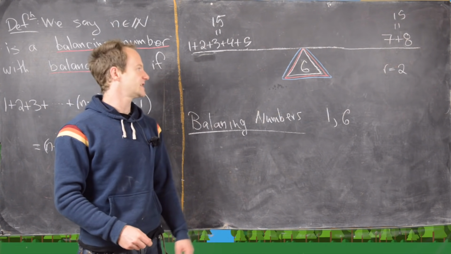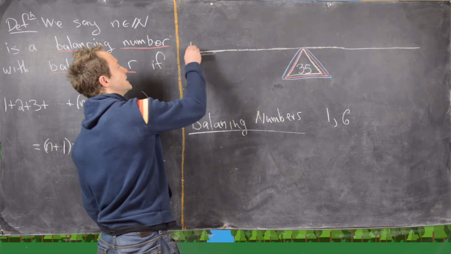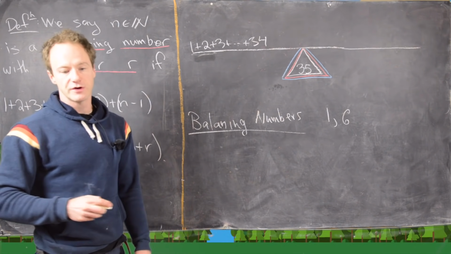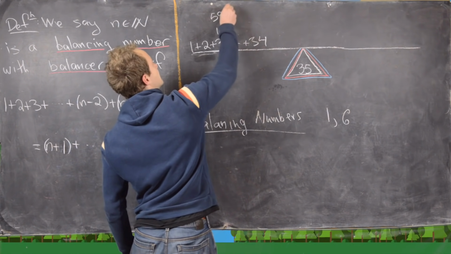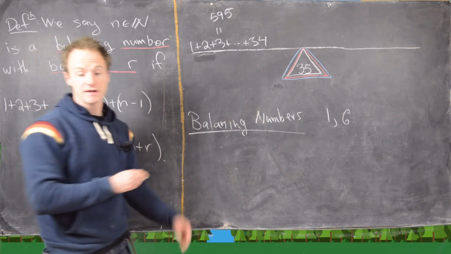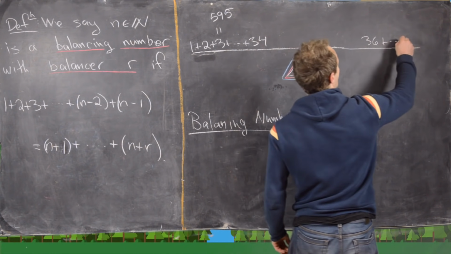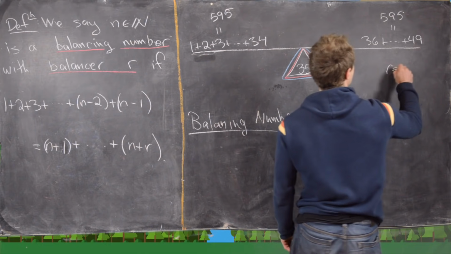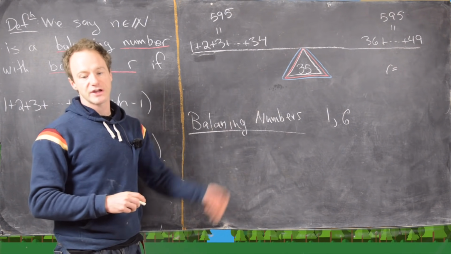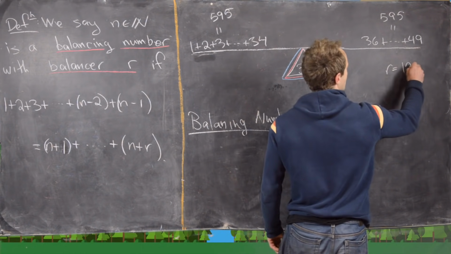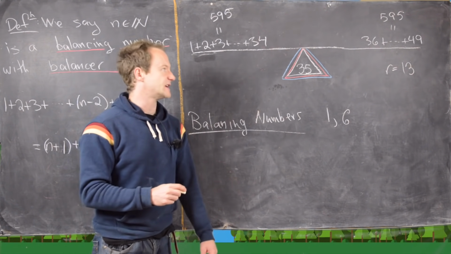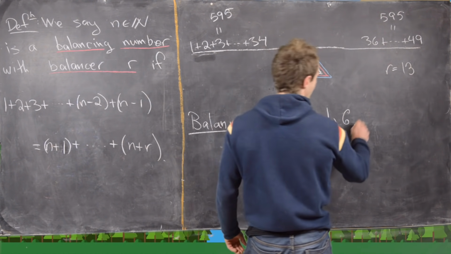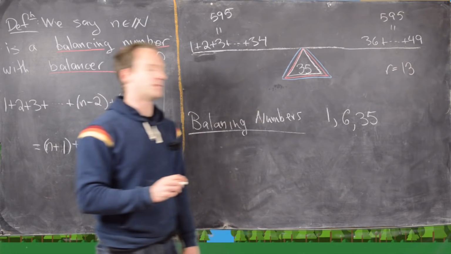Okay, so the next one after 6 is 35, and that's because 1 plus 2 plus 3 all the way up to 34, you can easily check that's equal to 595, and then you can also check that if you take 36 all the way up to 49, that is also equal to 595. And you might say, what's the balancer in this case? You can check that the balancer is the number 13, because we take 13 numbers on the right-hand side. Okay, good. So that makes 35 the next balancing number.